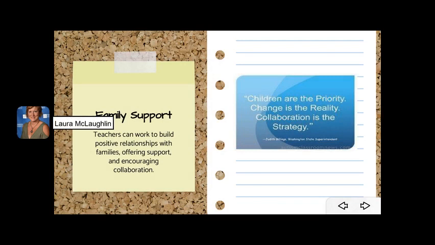Family support. Find ways to work with families. Teachers can work to build positive relationships with families, offering support and encouraging collaboration. Here's a quote I found. Children are the priority, change is the reality, collaboration is the strategy. We can accomplish much when we collaborate with each other. And who better knows their children than the family? So respect and validate families and work with families to support children.